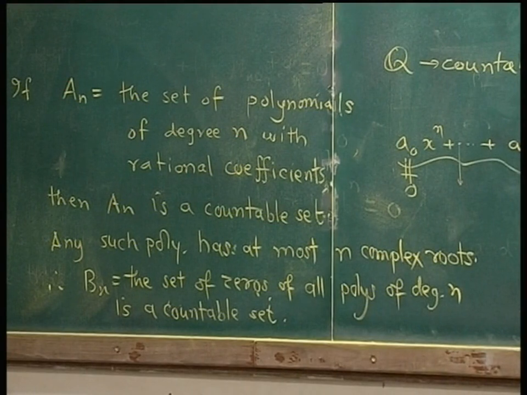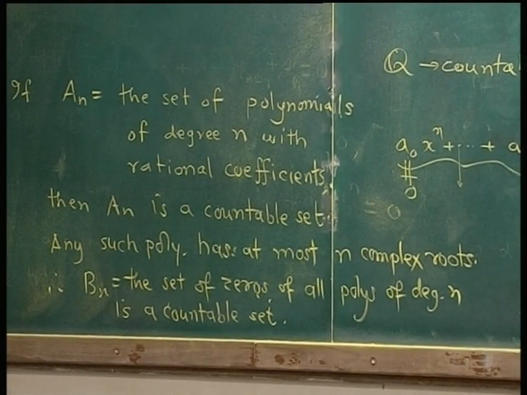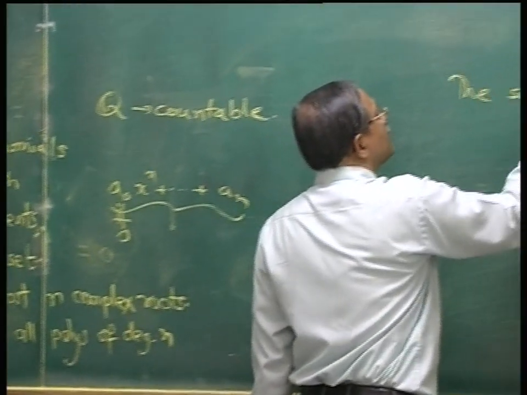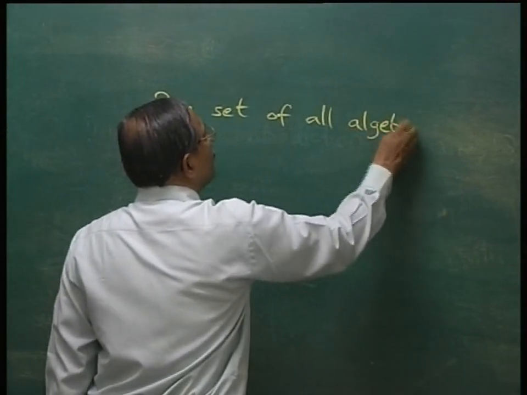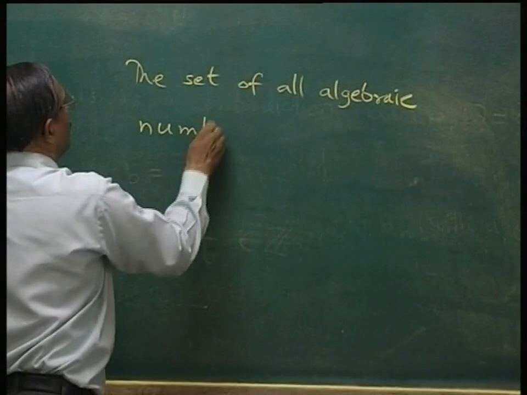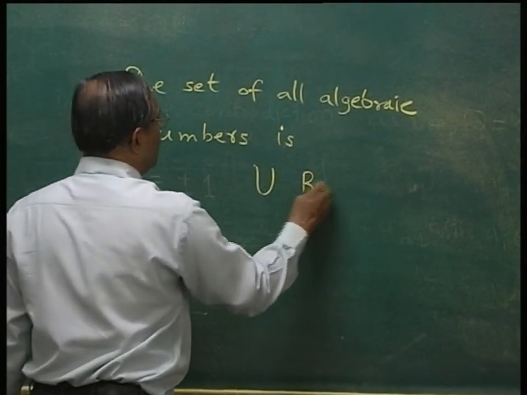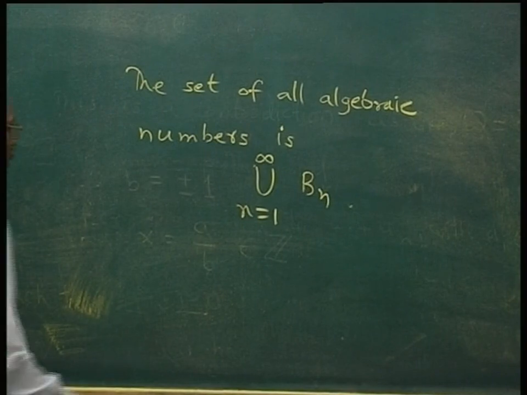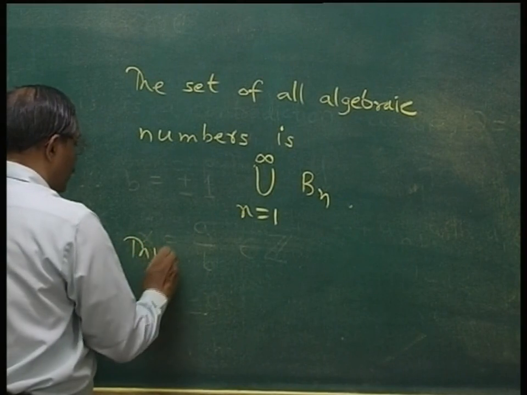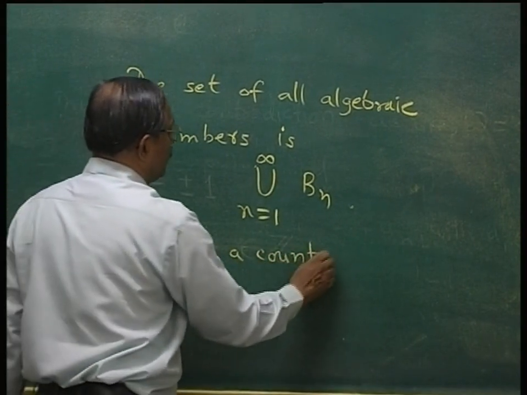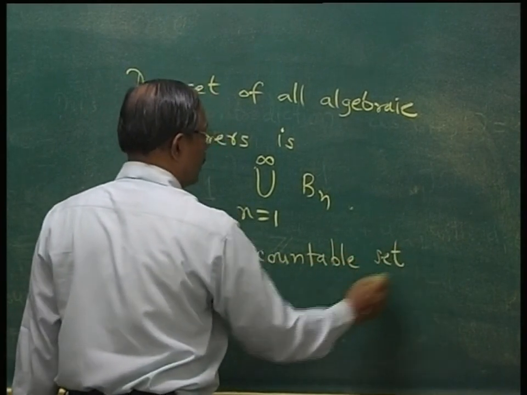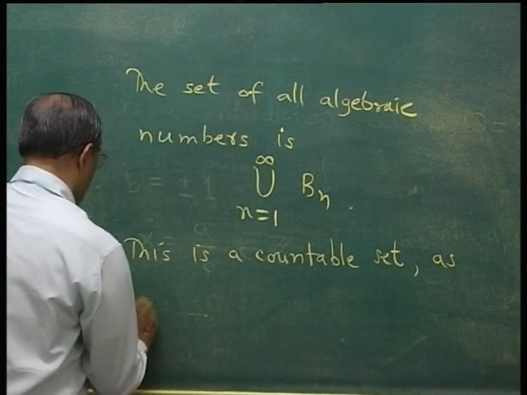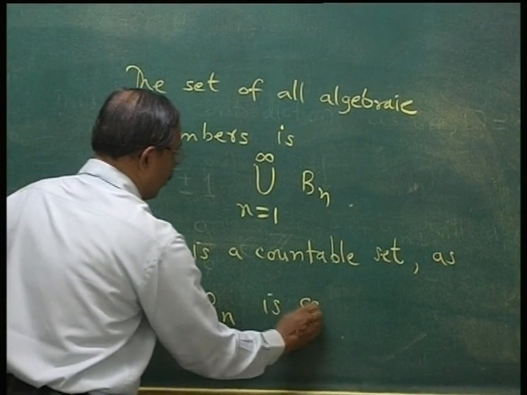And if you take any algebraic number, then it is in one of these Bn. So the set of all algebraic numbers is the union of Bn, n equal to 1 to infinity. Each Bn being countable, this is a countable set.